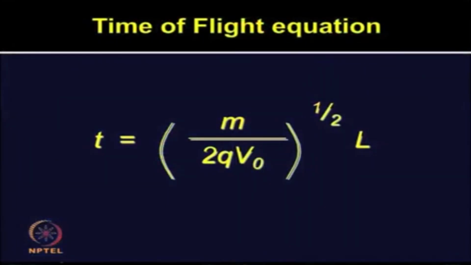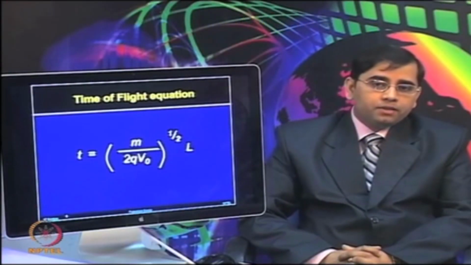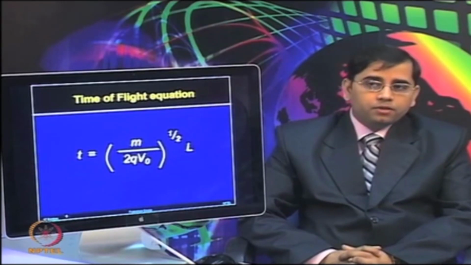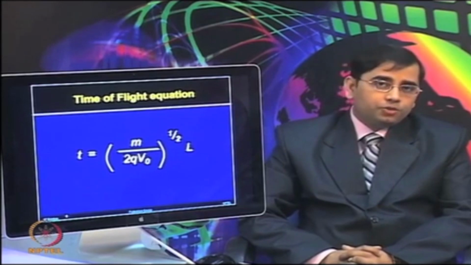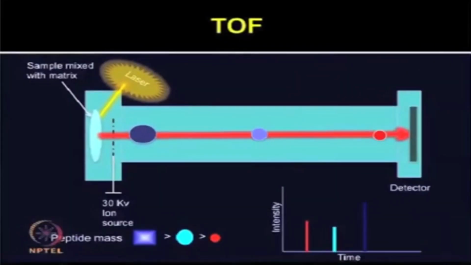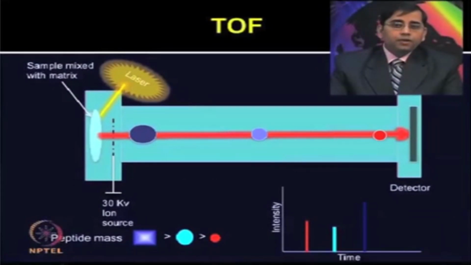The time of flight of a charged ion can be calculated by using the equation shown in the slide. The flight time is directly proportional to the square root of the mass of the ion. In this equation, T represents the time of flight, m is the mass of the ion, q is the charge on the ion, V0 is the accelerating potential and L is the length of the flight tube. In time of flight tubes, the ions are accelerated to high kinetic energy, and due to their different velocities, they are separated in the flight tube.